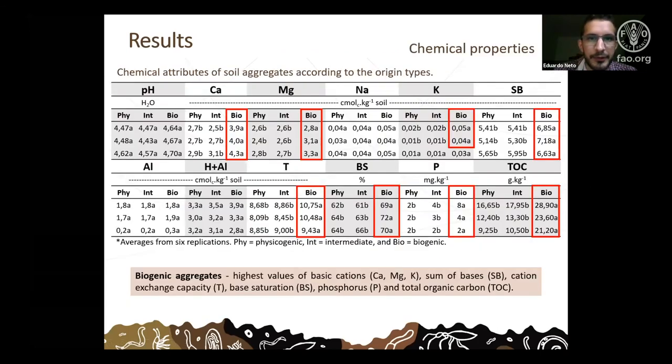And here we have the results of chemical attributes of soil aggregates. The biogenic aggregates also presented the highest values of basic cations, sum of bases, cation exchange capacity, base saturation, phosphorus, and total organic carbon. The higher nutrient contents in the biogenic aggregates can be associated with their process of formation.